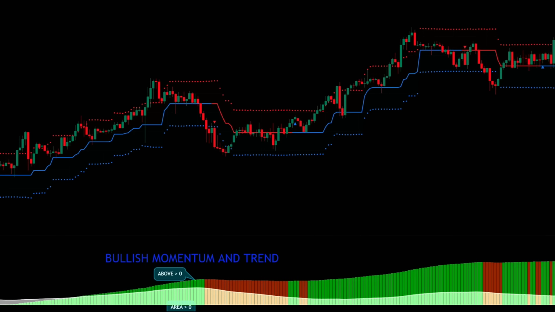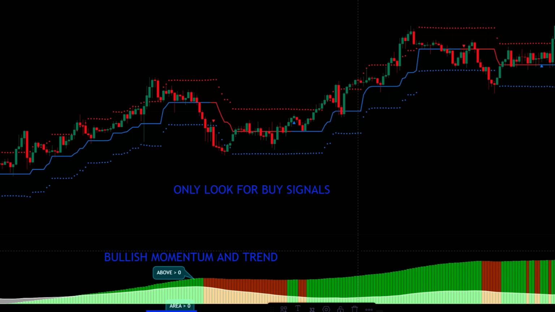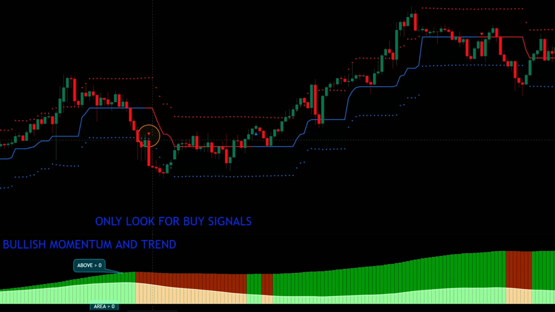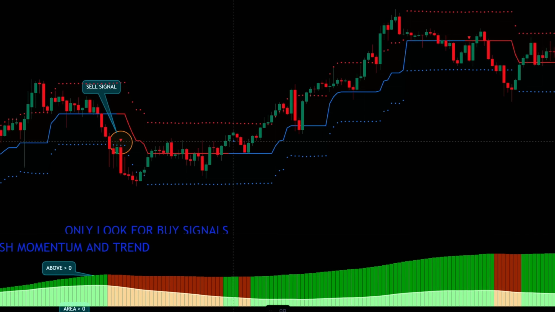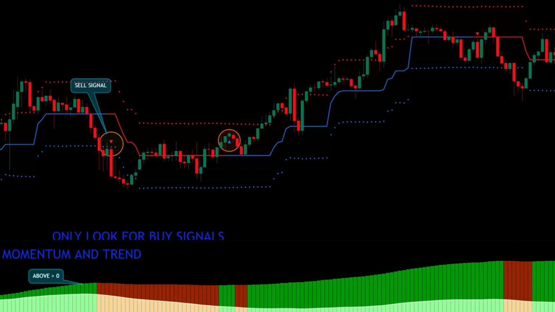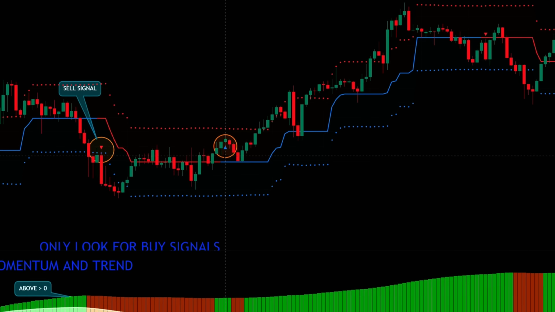You can see a sell signal appears while both conditions are bullish. That signal is ignored. No hesitation, no debate. Then a buy signal appears while the histogram and area are still above the midline. That signal is allowed.